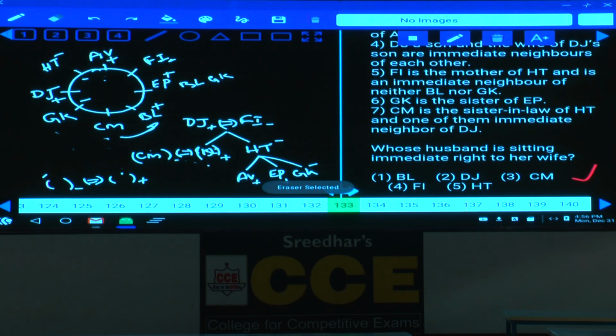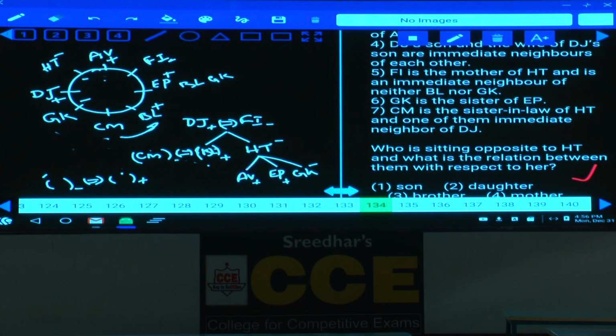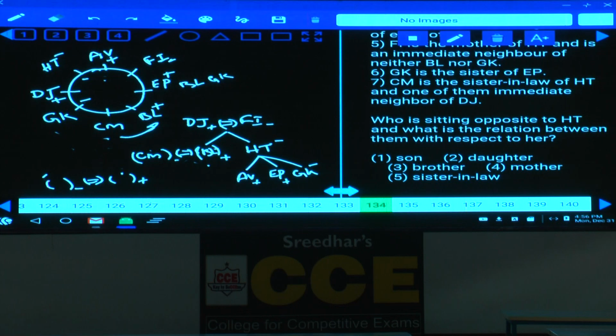Next one, question number 134. Who is seated opposite to HD, and what is the relation between them with respect to her? Now, who is opposite to HD? BL is seated opposite to HD. Then how is BL related to HD? BL is the brother of HD. Brother is given in choice 3, so choice 3 is the answer for question number 134.